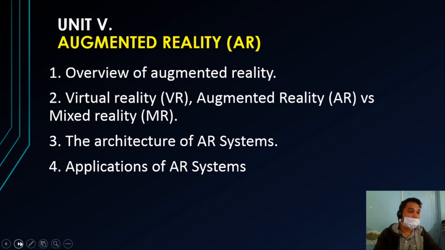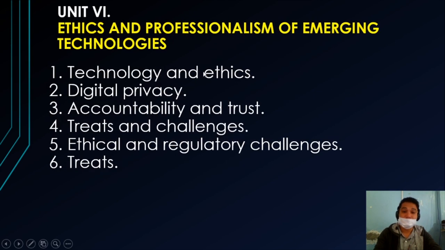Next chapter, we will be discussing the ethics and professionalism of emerging technologies. So, we will know what technology and ethics are, the ethical questions such as general ethical principles, professional responsibilities, and professional leadership principles. We will be learning also digital privacy. And then, we will be learning accountability and trust, threats and challenges on this unit. So, medyo marami tayong malalaman sa topic na yan when it comes to ethics and professionalism of emerging technology. So, keep in touch lang tayo mga students.